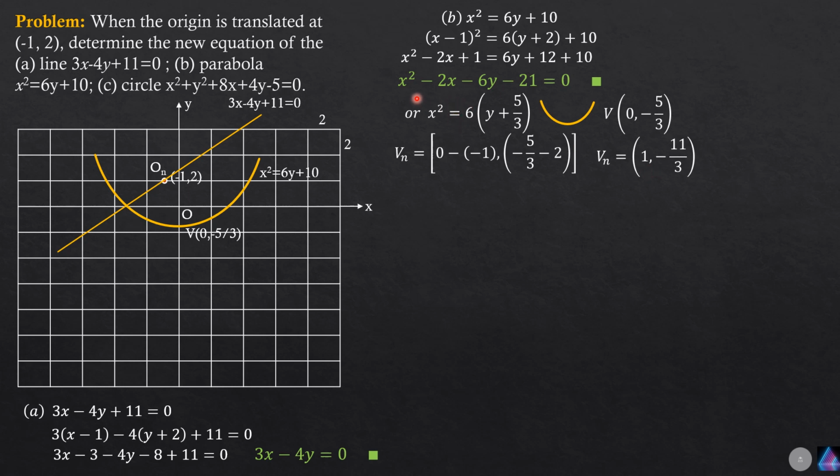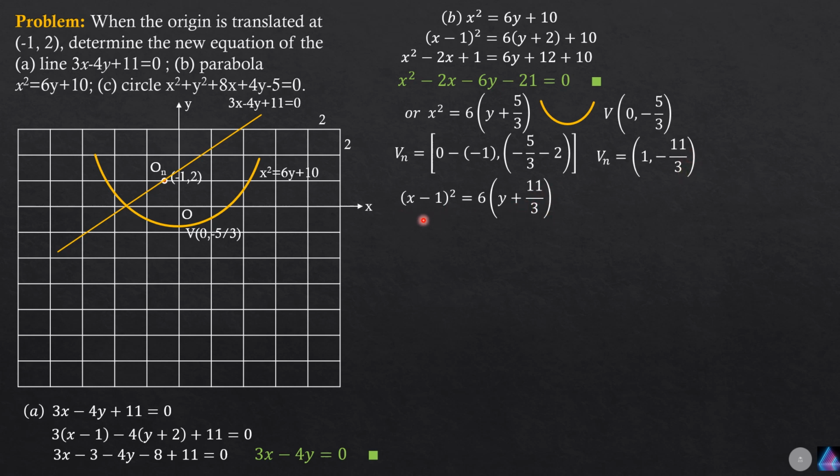So that's why (x - 1)² = 6(y + 11/3) with respect to the new coordinates of the vertex. So the equation of the parabola would be x minus 1, because the new abscissa is 1, quantity squared. The latus rectum remains the same, 6, then y minus negative 11/3, or y plus 11/3.